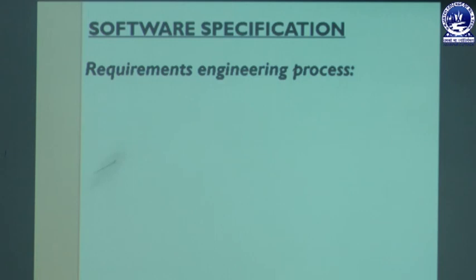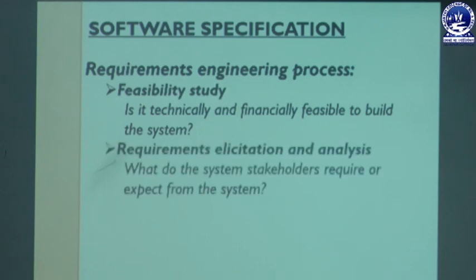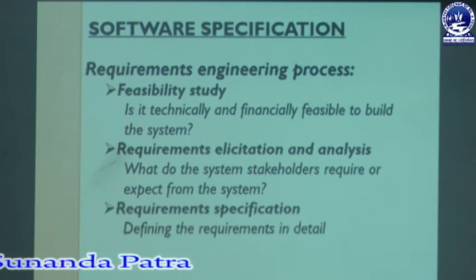So, what are the phases? Let us see. In the requirement engineering process, the first activity or first phase is feasibility study. In the feasibility study, we have to decide whether our system is technically and financially feasible to build. The next phase is requirement elicitation and analysis. Here we have to define what the system stakeholders require or expect from the system. That means what the customers' actual requirements are, which we define in requirement elicitation and analysis. And the third phase is requirement specification.